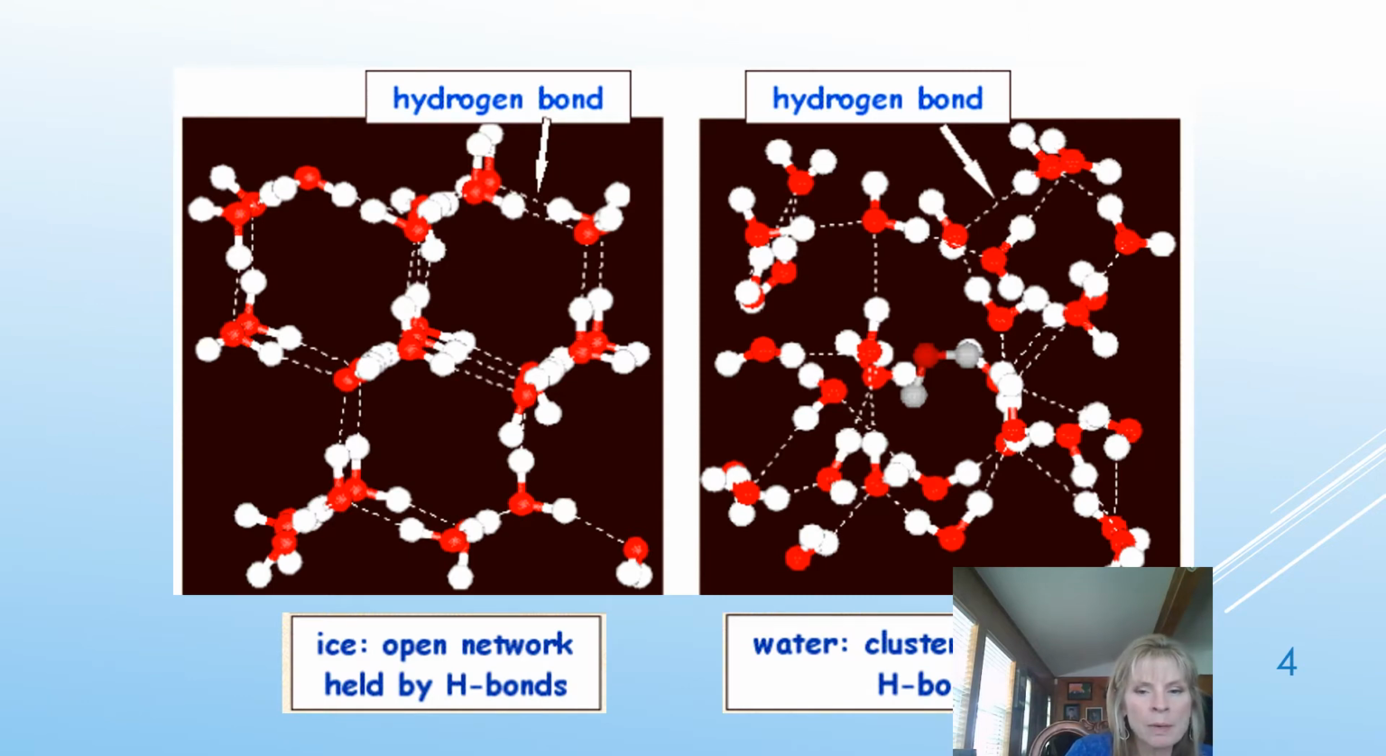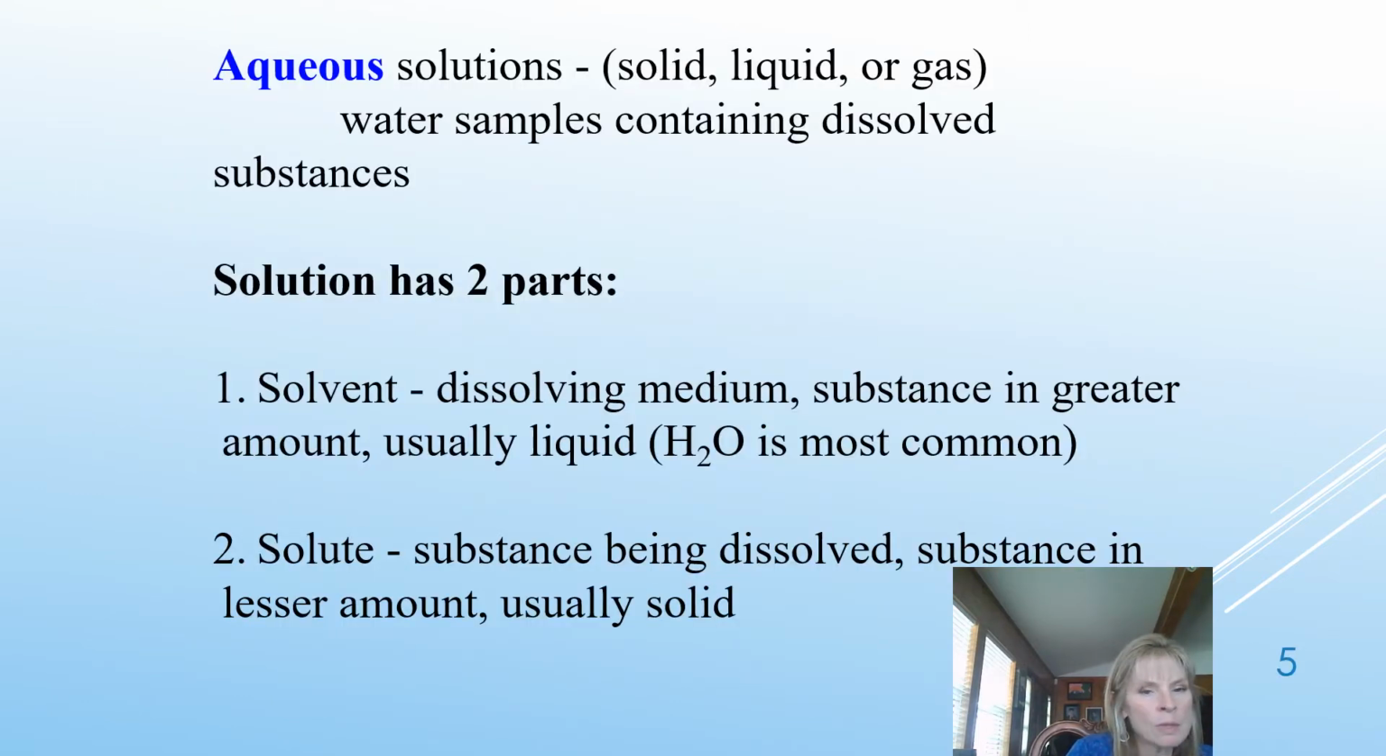Talked about hydrogen bonds, aqueous solutions. An aqueous solution is something that's dissolved in water. Now, solids, liquids, and gases can all be dissolved in water, so they can all be aqueous substances. A solution has two parts, the solvent and the solute. The solvent's what's present in the larger amount, and the solute is what's present in the smaller amount. So when you dissolve sugar into water, sugar would be the solute and the solvent would be water.